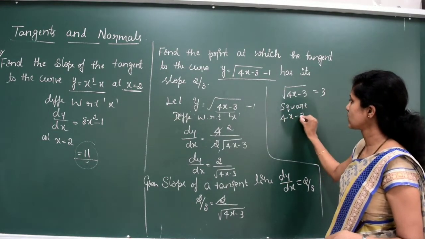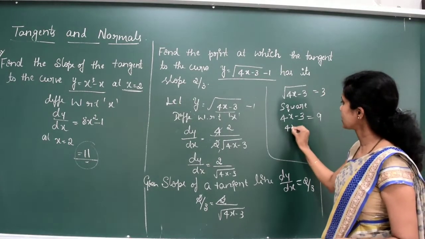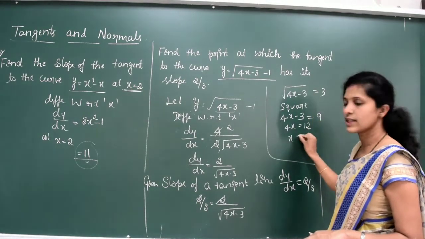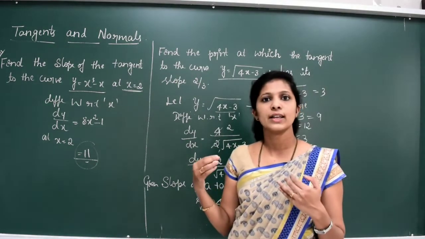4x minus 3, the square and square will get cancelled. 3 square will be 9. So 4x is equal to 9 plus 3, which is 12. So the value of x is equal to 3. We got the value of x as 3. Now we have to find the value of y.